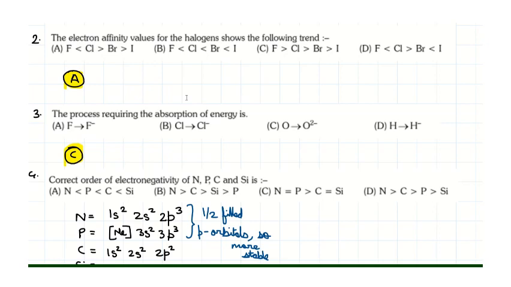In the third question, we need to find the process which requires the absorption of energy. Fluorine to fluoride, chlorine to chloride, oxygen to O2 minus, or hydrogen to H minus. Now, oxygen to O2 minus requires two steps, O to O minus and then O minus to O2 minus. Thus, it requires the absorption of energy.